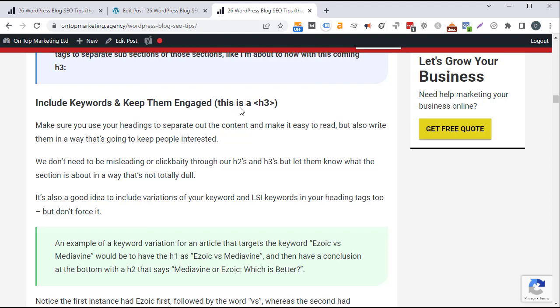So, super important stuff that we do. We need to make sure that we are breaking up our content with appropriate heading tags that are actually going to help the reader as they move through the article.